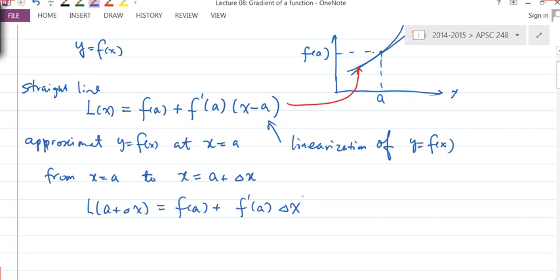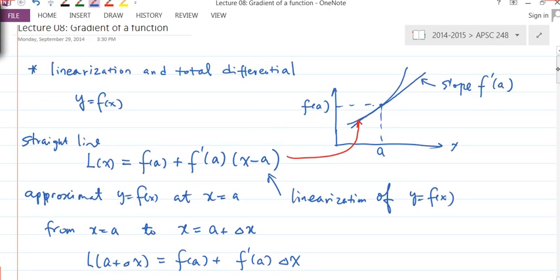So that's the value when you change from a to a plus delta x. That's basically the change. What's the change here? There should be a small change like this here.